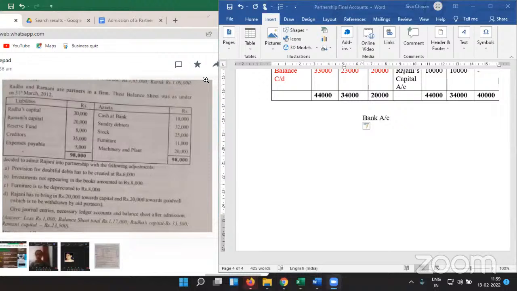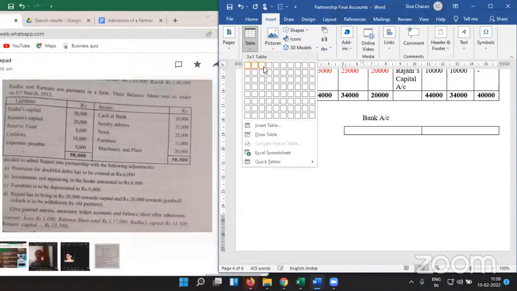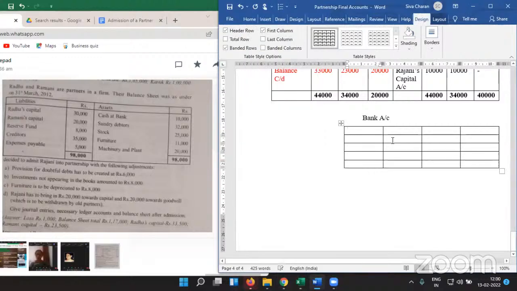Reserve fund means the amount of certain profit kept aside to meet the future financial requirements, the short-term financial requirements of the firm. So it is a part of profit kept aside by the firm to meet the financial requirements. As a new partner is arriving, they want to distribute it among themselves. That is why it is called an accumulated profit.